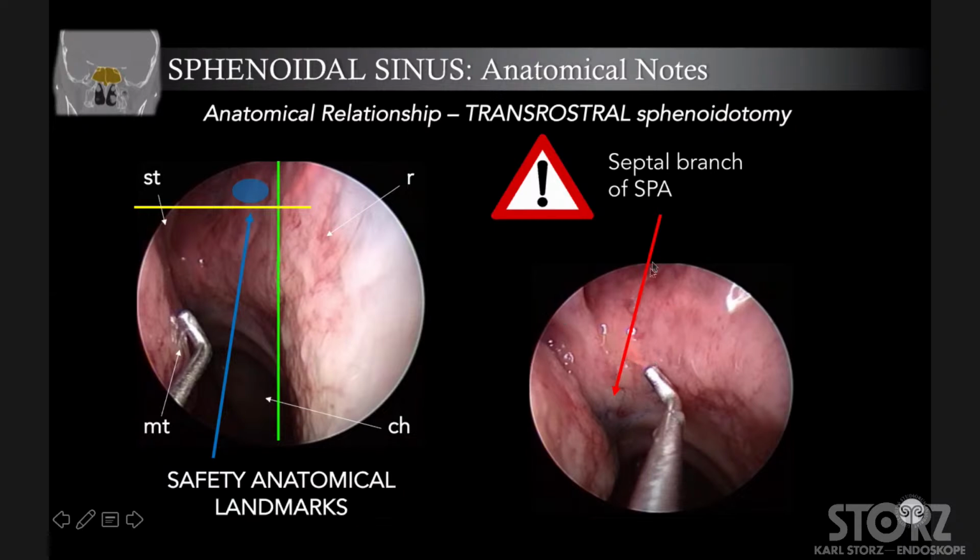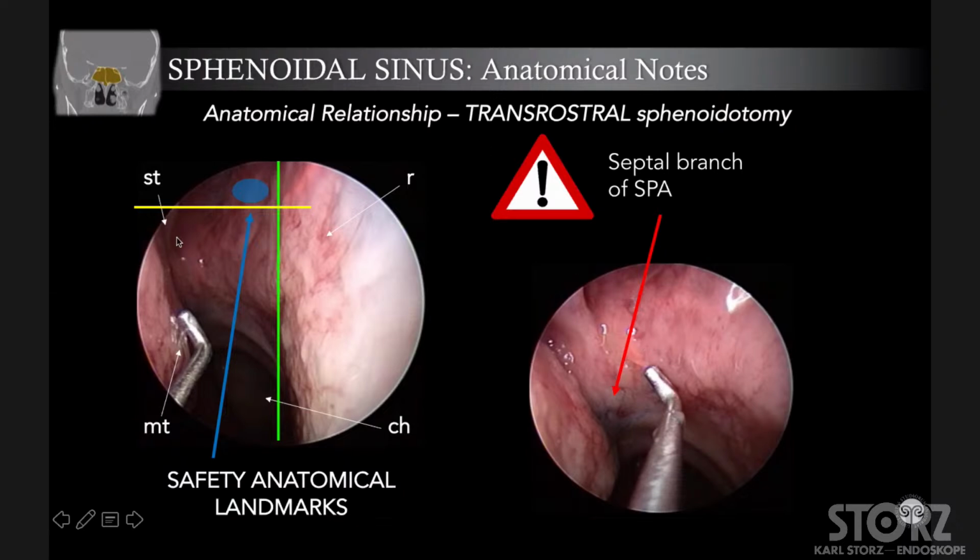Remember that just below the natural ostium of the sphenoid sinus, it's running the septal branch of the sphenopalatine artery. Septal branch of the sphenopalatine artery is the small arterial branch that supplies the nasoseptal flap, the Hadad flap, of course, and sometimes can be damaged if you stay too low when entering the sphenoid sinus.